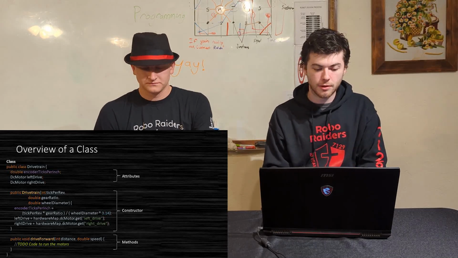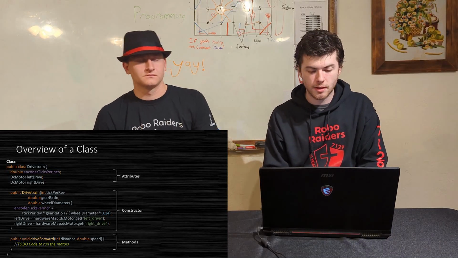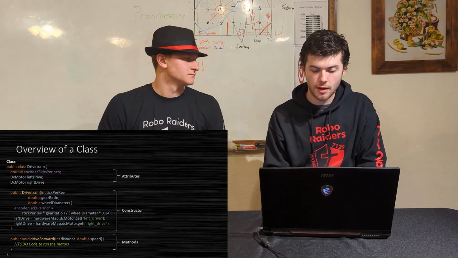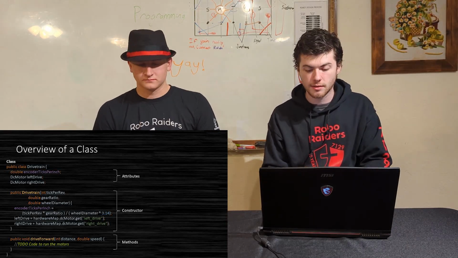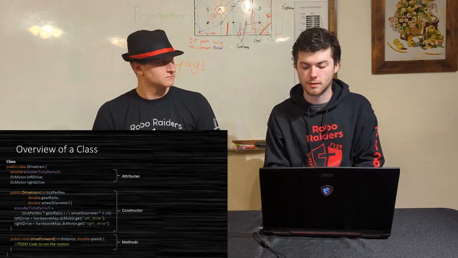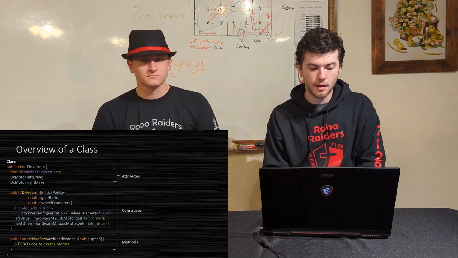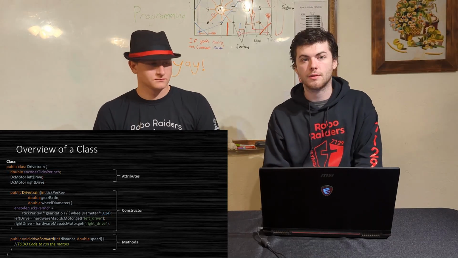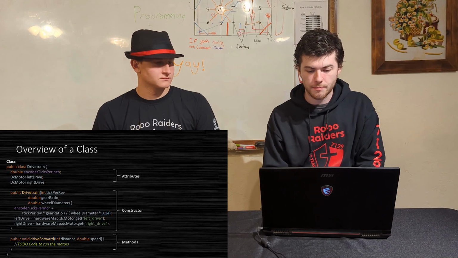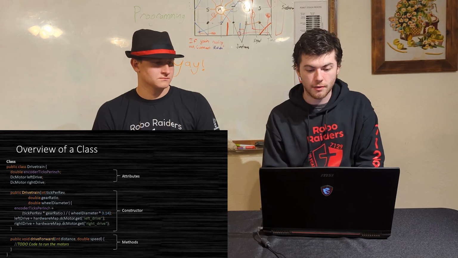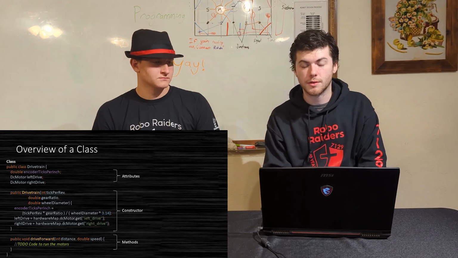In this example, we're going to provide some values for the encoder ticks per revolution, the gear ratio, and the wheel diameter when we create an instance and use that to calculate how many encoder ticks per inch there are. It also will handle the hardware mapping of our class attributes, the DC motors for left drive and right drive, so that we can use those elsewhere in the class.